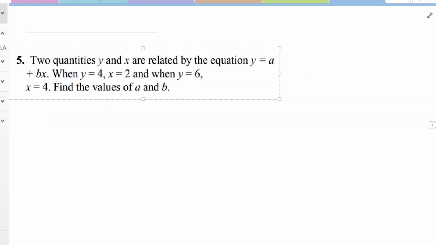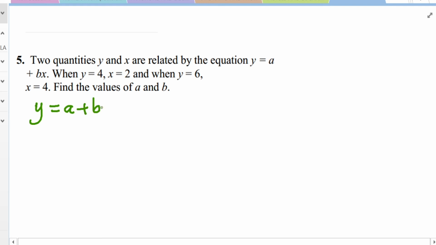Moving on. Two quantities, y and x, are related by the equation y is equal to that. When y is 4, x is 2. When y is 6, x is 4. Find the values of a and b. Let's rewrite this here. Two quantities y and x are related by the expression y is equal to a plus bx. So they're telling us that when y is 4, x is 2. So 4 is going to be equal to a plus 2b. That is the first expression.